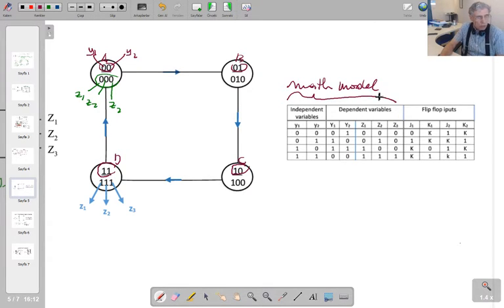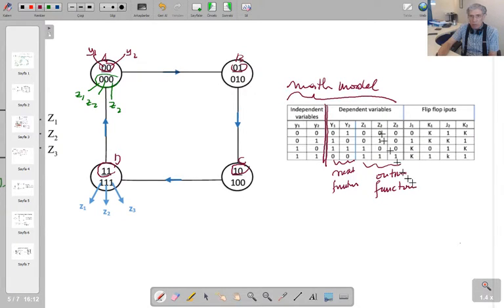So why is it a mathematical model? Because the mathematical model was this: you've got the independent variables, these are the independent variables, and you're going to find next state functions and output functions. So after that mathematical model, what I need is only to find the memory element input functions.